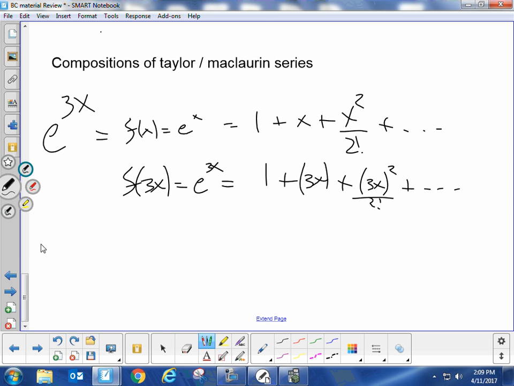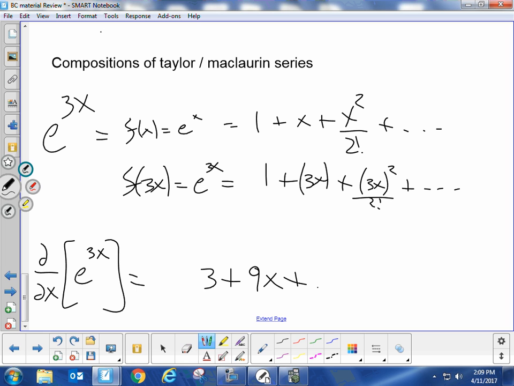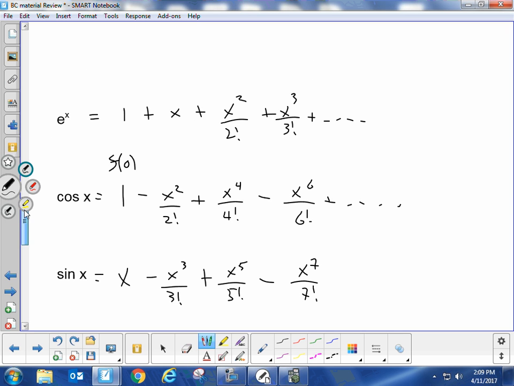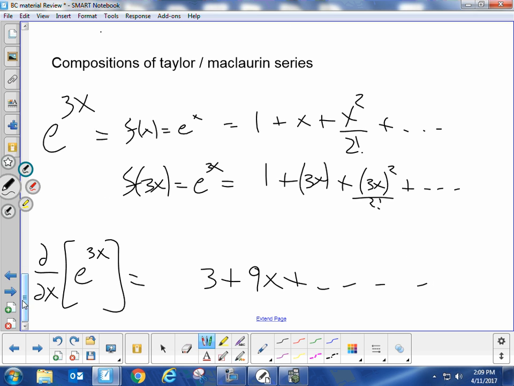This goes for, what does the derivative of e to the 3x look like? Well, once we have e to the 3x, take the derivative. The 1 would go away. This would be 3. This is 9x squared over 2 factorial. So that's 9 over 2 times x squared. Take the derivative. That would be 9x. And then you would just keep going and keep going. Okay? So that would be compositions that can be done for any of these. And that's pretty much it.